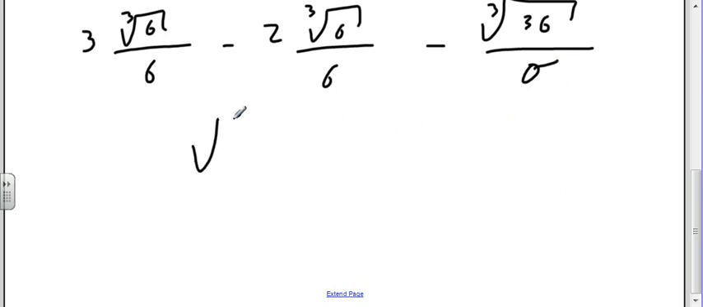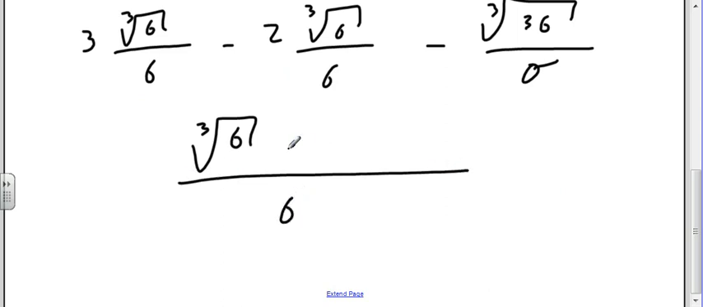So I've got 3 cube root of 6 minus 2 cube root of 6, minus cube root of 36, the whole thing over 6. All right, so now I'm done. Now, if you were to give me a number, like 1.78 or something like that, and that happened to be correct, I would count that right too. In this particular thing, we're not doing that, but that'd be perfectly okay.